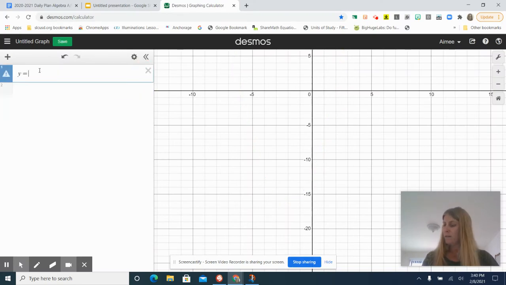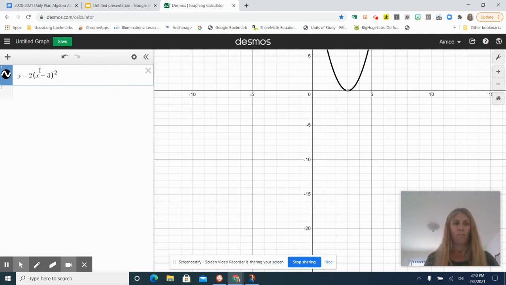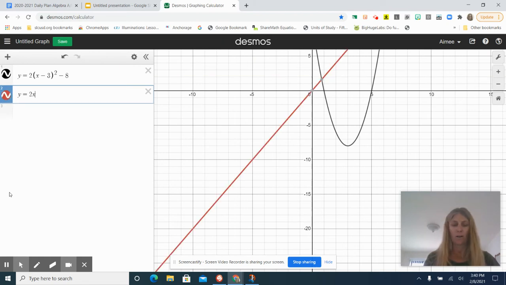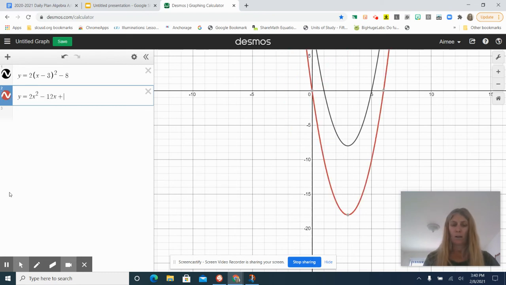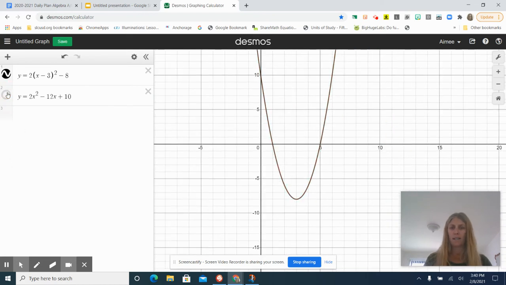So our equation was given as y equals 2 times the quantity x minus 3 squared minus 8. Okay, and notice we have our vertex there, our lowest point in this case of (3, -8), and we can see that from vertex form. We then solved it in standard form using that generic rectangle, and we got an answer of 2x squared minus 12x plus 10. And once again, as you can see, these two are indeed the same parabola.